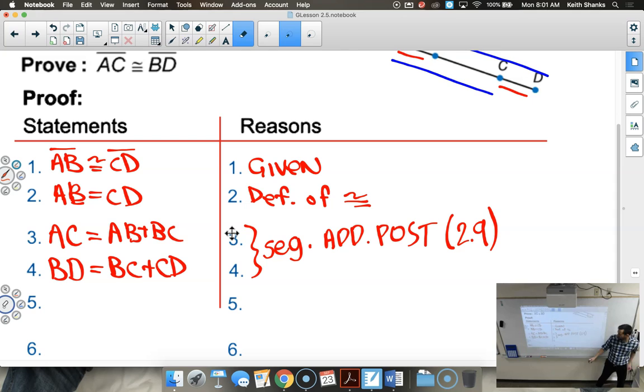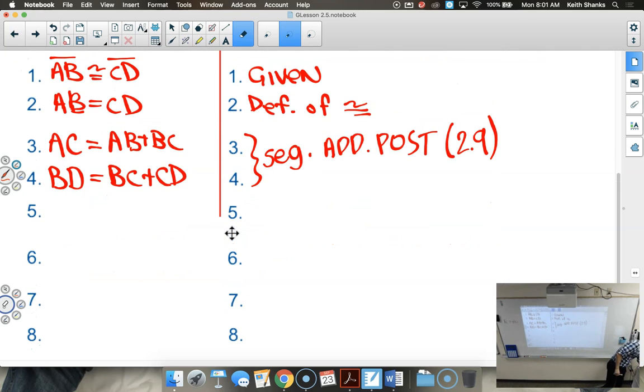Now, don't forget, I'm going to write it off to the side here because I'm going to start scrolling, but AC is congruent to BD. Okay. So now I want to be really careful. I can't just magically say that this is equal to this, because I don't know that AB plus BC is equal to BC plus CD. I don't know that yet.